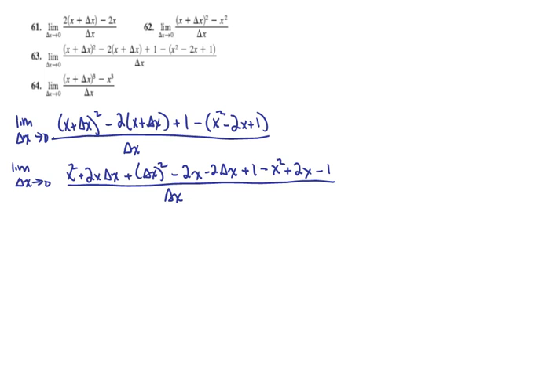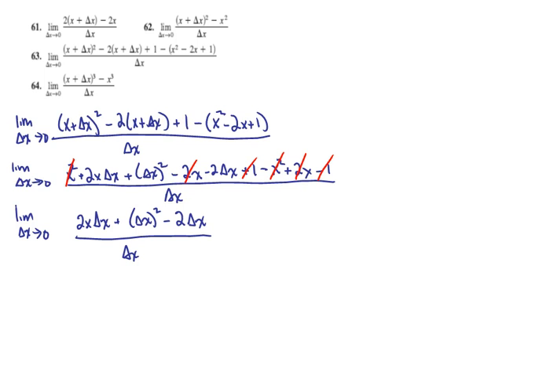Now, as I said in a previous video, whenever you do these types of problems, anything in the numerator that doesn't have a delta x factor should cancel out, or should zero out. So let's see if that's true. We have the x squared, and we have a minus x squared later on. We have the negative 2x and a positive 2x. We have a plus 1 and a minus 1. And that leaves us with 2x delta x plus delta x squared minus 2 delta x, all over delta x, like so.